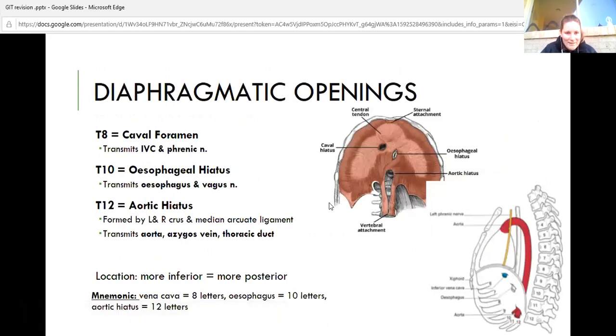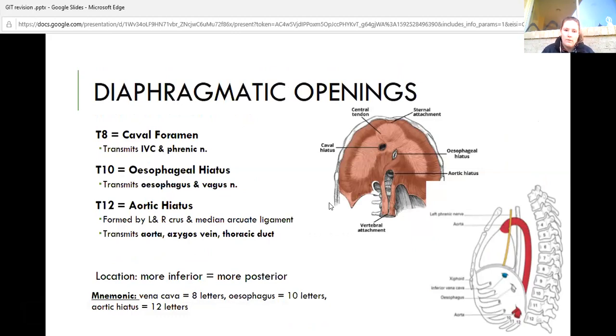Now more anatomy. So with the diaphragm, there's a few openings. At T8, that's where the IVC and the phrenic nerve go through from the thorax to the abdomen. T10 is the esophageal hiatus, which is where the esophagus goes through, and the vagus nerve.